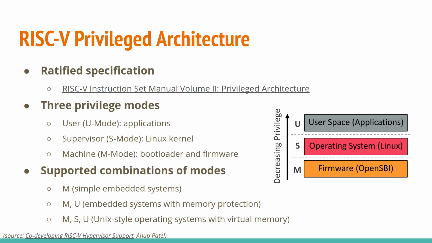So in terms of what Linux needs from a RISC-V system to run, an important part is the privileged architecture specification. This provides 3 different privilege modes. At the bottom we have machine mode or M mode, where our bootloader and firmware would run. Then we have supervisor mode or S mode, where the operating system such as the Linux kernel would run. And then we have user mode or U mode, where the applications would run. There are several different combinations that can be used. A simple bare metal embedded system would just be M. An embedded system with memory protection would be M plus U. And a full Unix style operating system like Linux with virtual memory would be M plus S plus U.